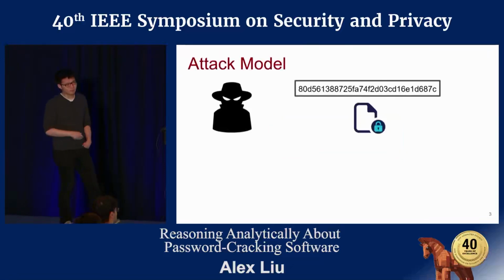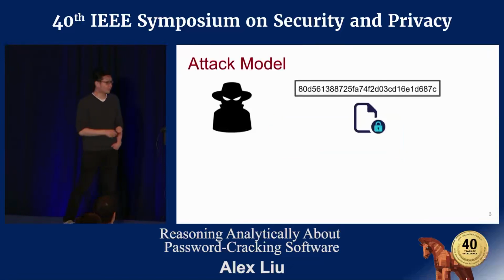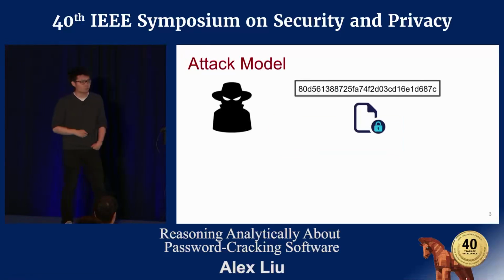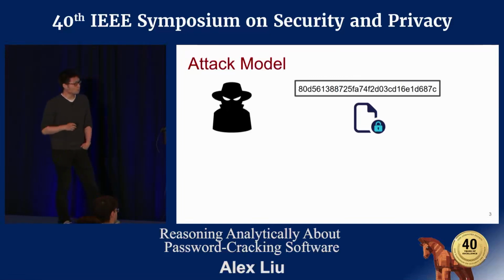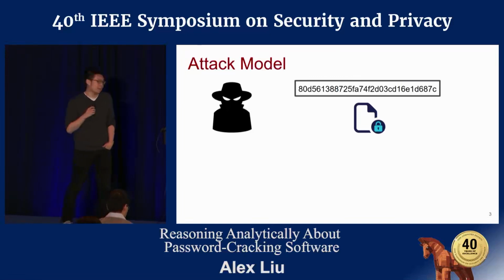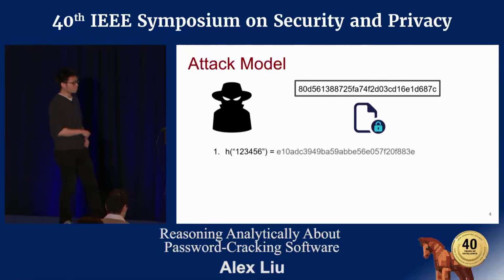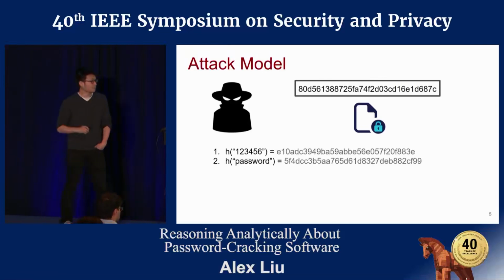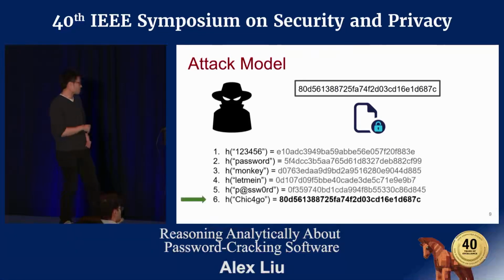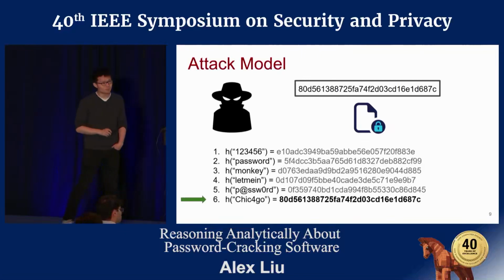So one type of attack we need to worry about is offline guessing, where the hacker is trying to crack a hashed password or a password protected file. What they would do is make a guess, hash it, and check their guess. For example, they'll guess 1, 2, 3, 4, 5, 6, and compare these two things. And they'll keep doing this until there's a match. So now they know the password is Chick4Go.